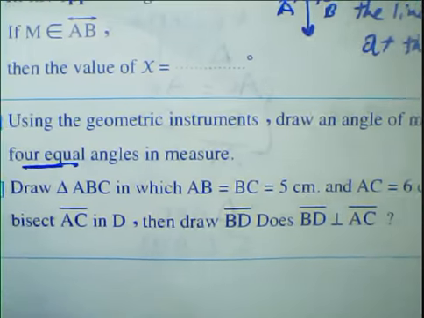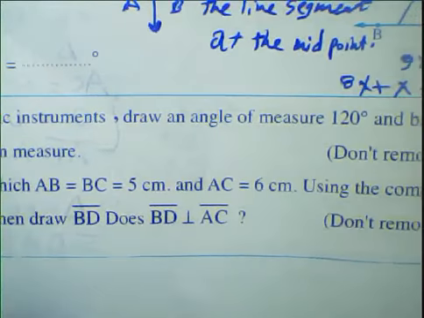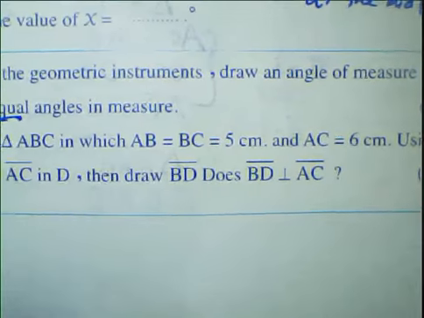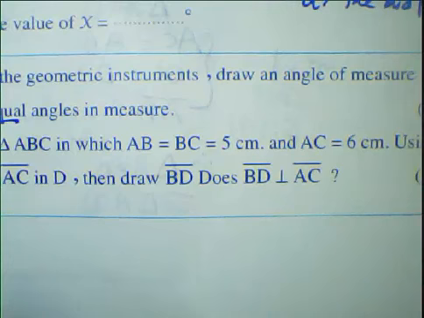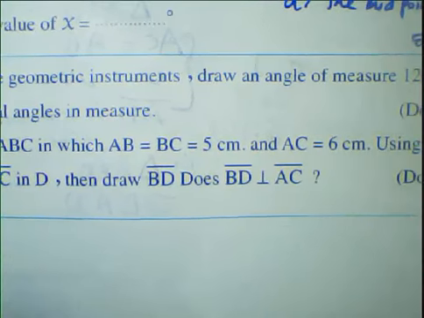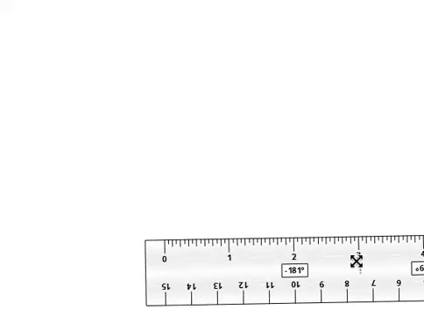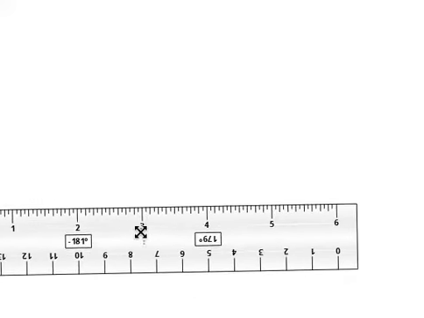Question letter B: draw triangle ABC in which AB equals BC equals 5 centimeters and AC equals 6 centimeters. Use a compass to bisect AC at D. Then draw BD. Is BD perpendicular to AC? First, we can use the ruler to draw the base here. Draw the line segment AC equal to 6 centimeters, from 0 to 6.